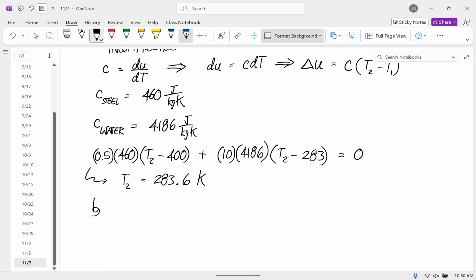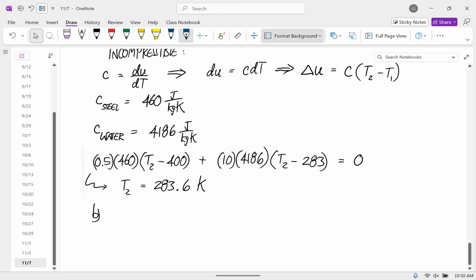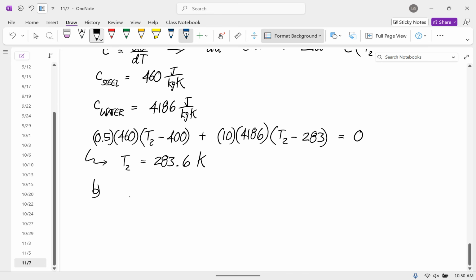And so then for part B, we're going to calculate the change in entropy for the steel and the change in entropy for the water. And since it's isolated, there's no entropy change due to this process outside of the boundary. So this has to be greater than or equal to 0. We don't have time to do that right now, but we'll do that first thing next time.